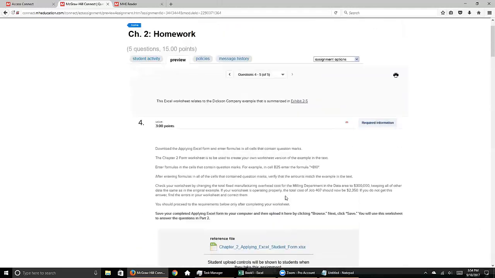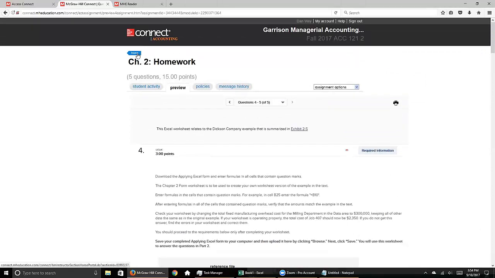So yeah, the big deals in chapter 2, coming up with predetermined overhead rates, applying overhead on the basis of those predetermined rates, and then also extending that to make sure we can do those two same things if we have multiple departments with separate rates.